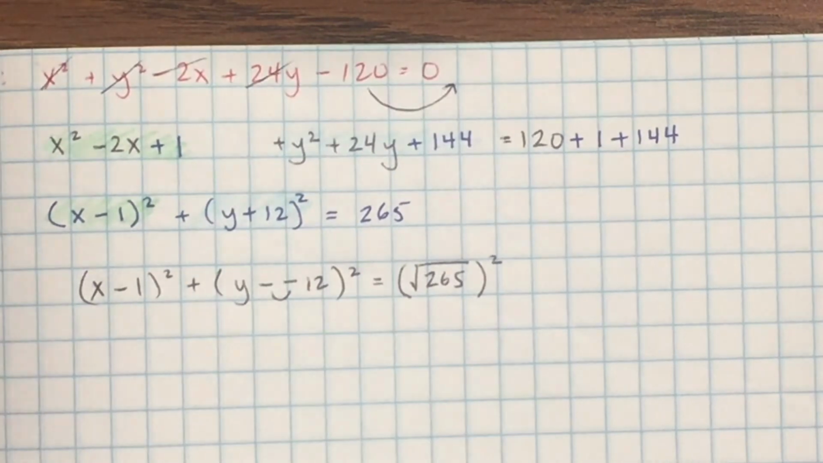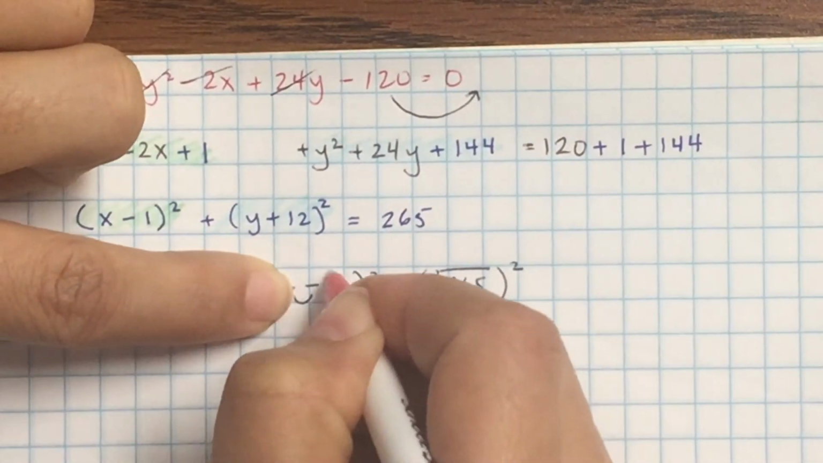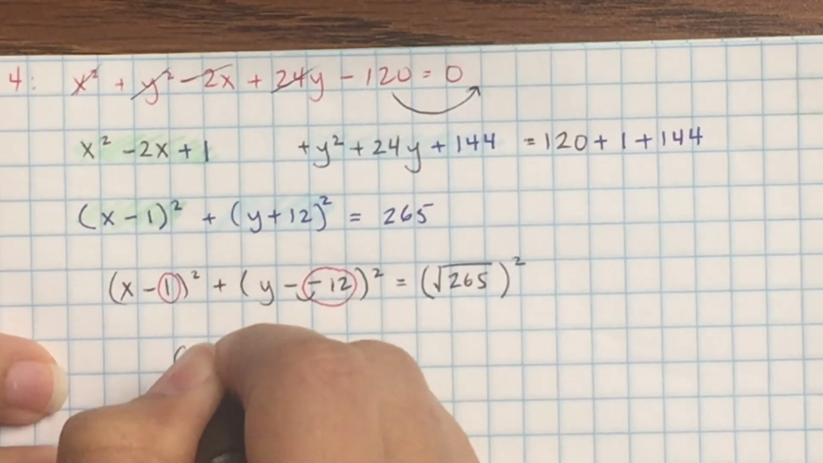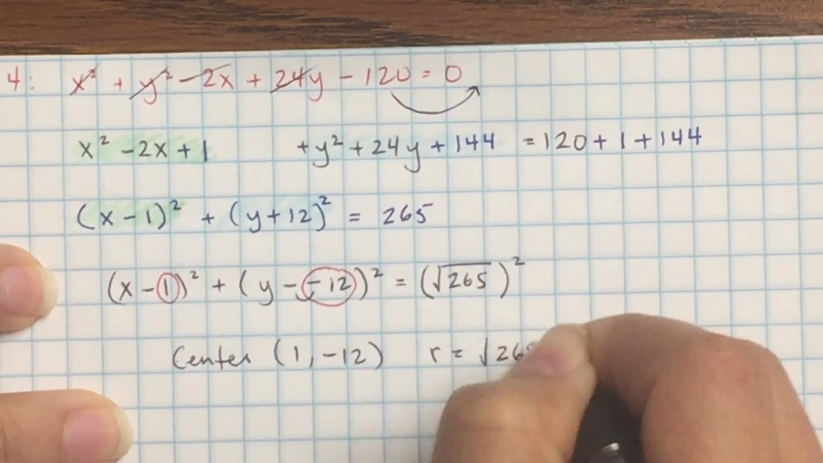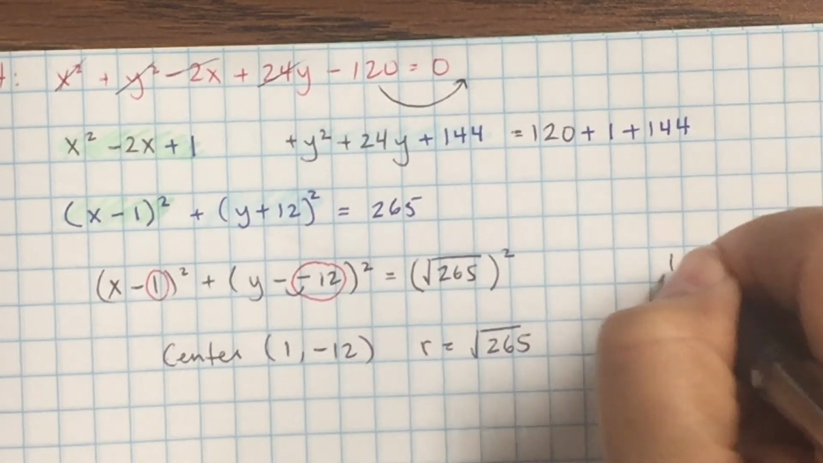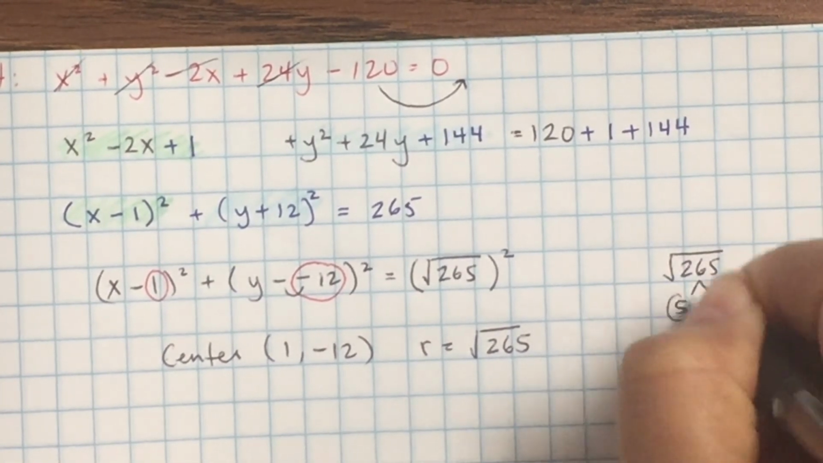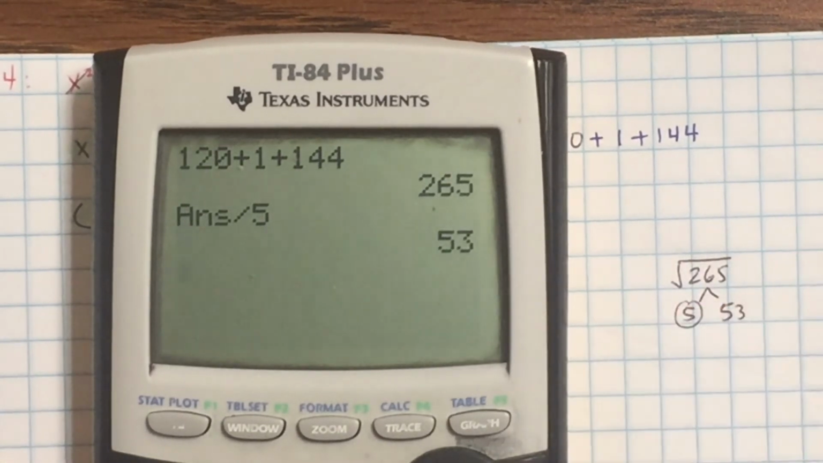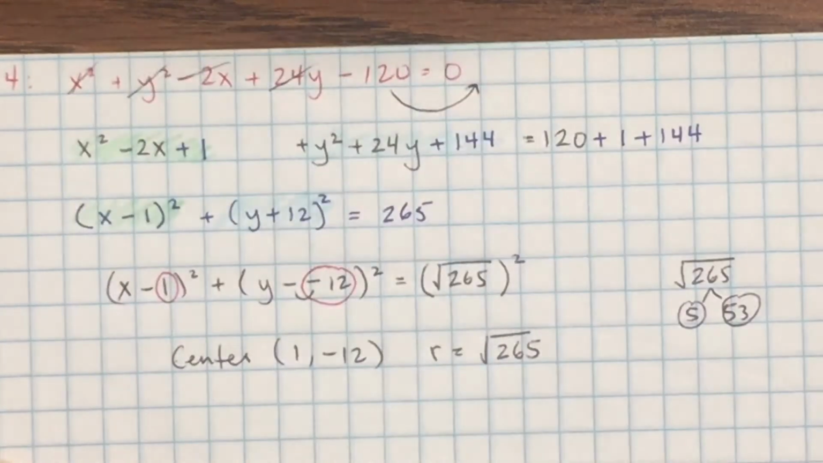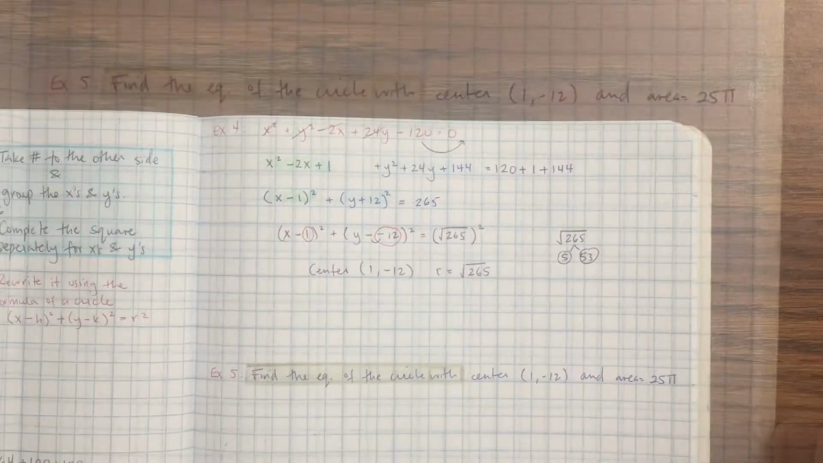Then it goes x minus circle, y minus circle. So my center is what's in the circle, which is 1, negative 12, and my radius is the square root of 265. Now, the square root of 265, can I simplify that? I want to check, so I'm going to divide by 5. And nothing goes into 53, so there are no squares, so the square root of 265 is fine.